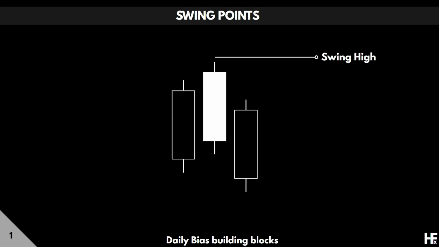Good evening, everyone. So let's look at daily bias. In order to understand daily bias, there are a few building blocks you need to understand in order to unlock the potential direction for the next few days or weeks. So let's look at the simple swing points at first.